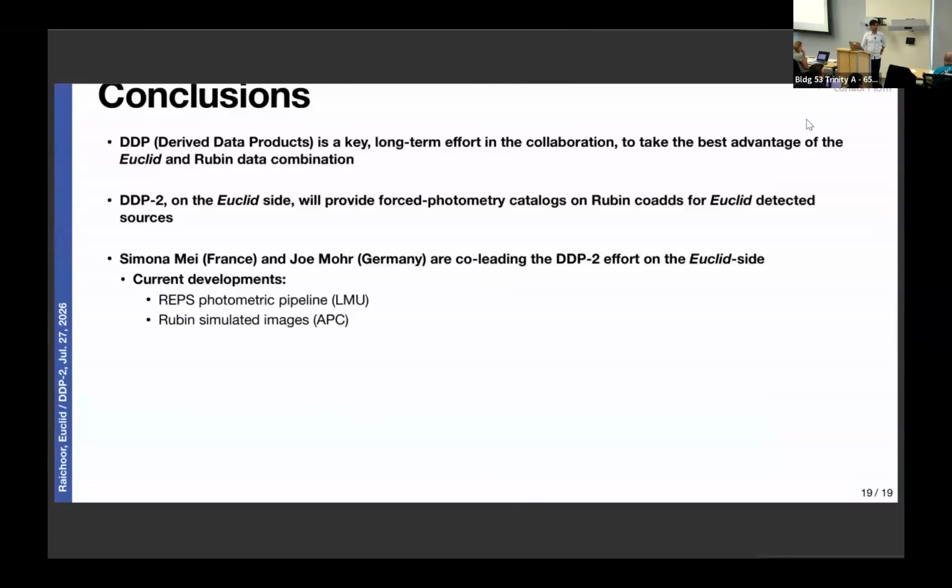And this is the last conclusion slide. Just to introduce you to this derived data product framework, which is used to share data between the two collaborations. We're working on DDP2, the first product, which is to perform the photometry on the Rubin coadds for Euclid sources. And yeah, that's all.